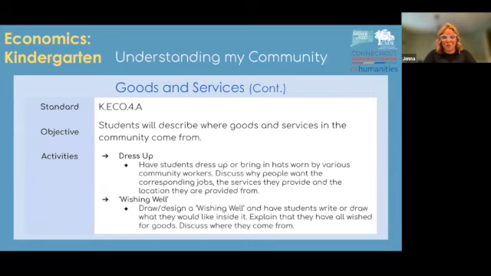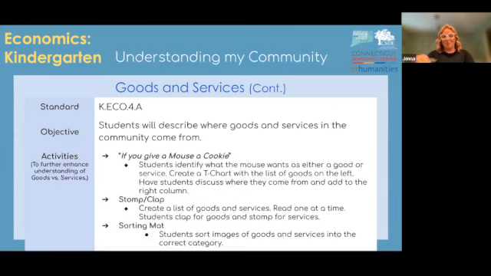You can have students dress up. They can dress up or bring in hats worn by various community workers and discuss why people want the corresponding jobs, the services they provide, and the location that they are provided from. You can have students do a wishing well activity where they draw or design a wishing well and have students write or draw what they would like inside it. Explain that they have all wished for goods or services, and discuss where they are from. Again, creating that personal connection to the content.